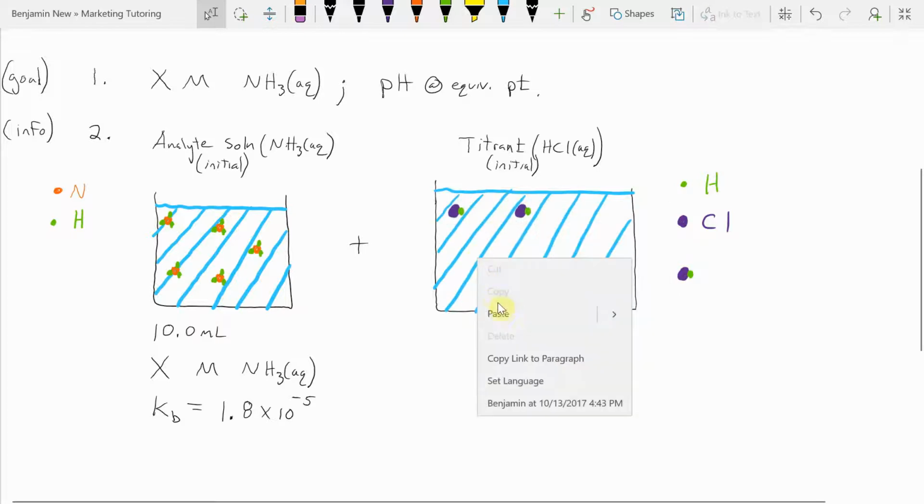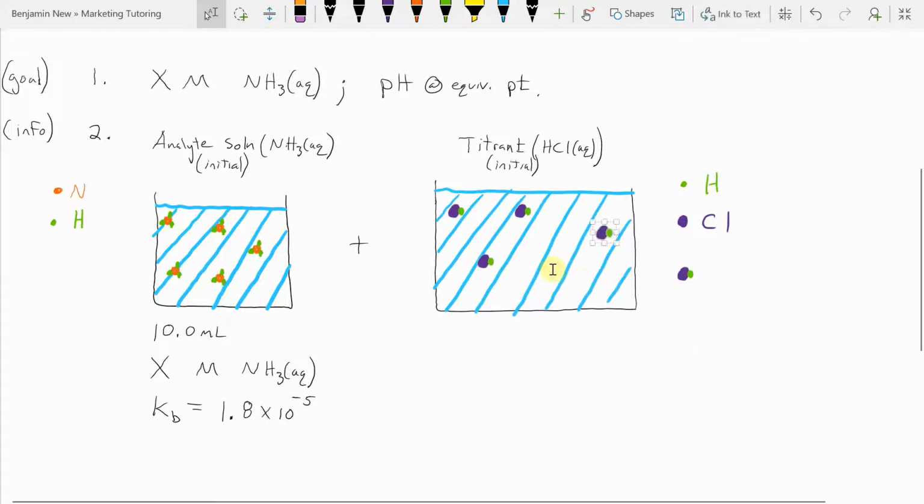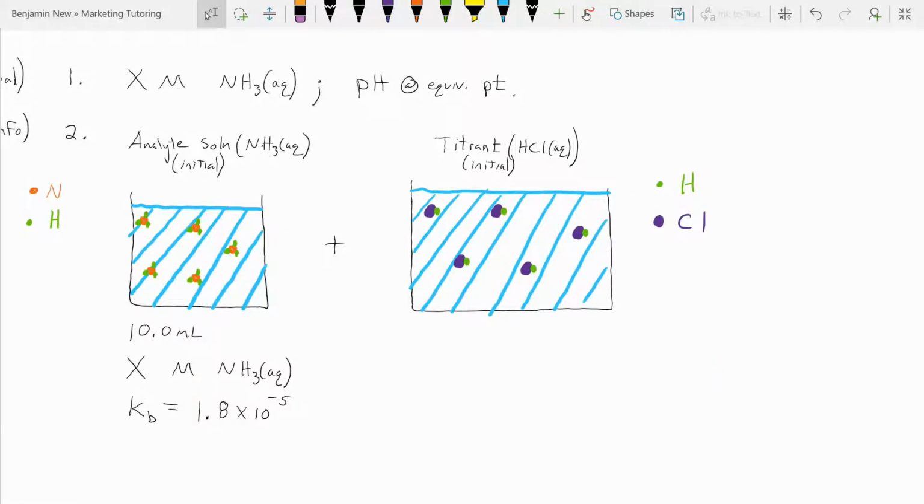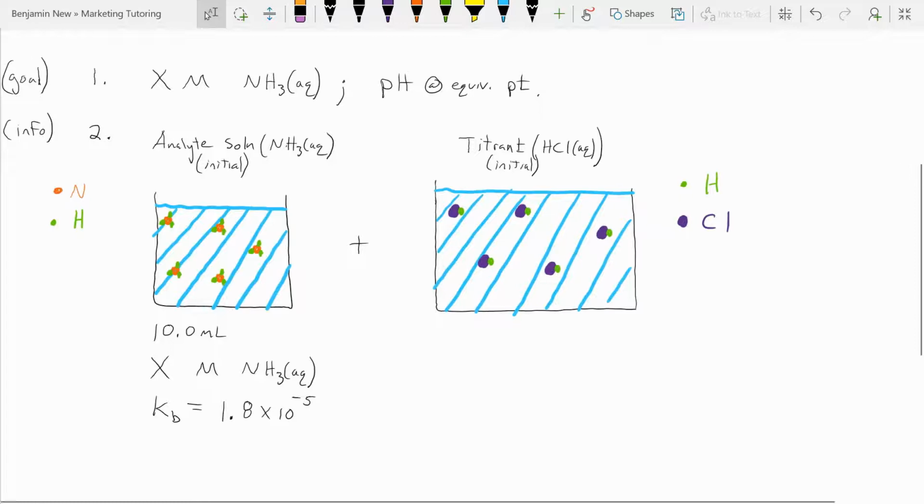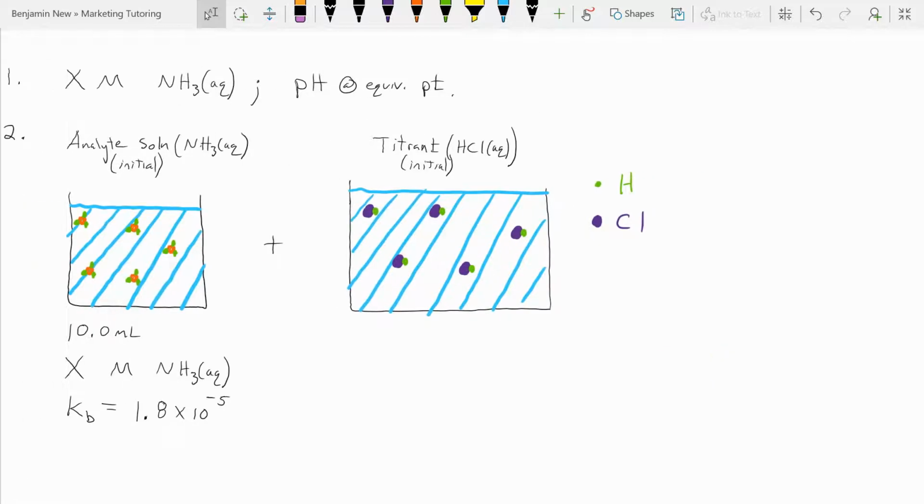1, 2, 3, 4, and 5. Okay. And then delete that guy. Now, it says we add enough titrant in order to reach the equivalence point. So we go to the equivalence point.